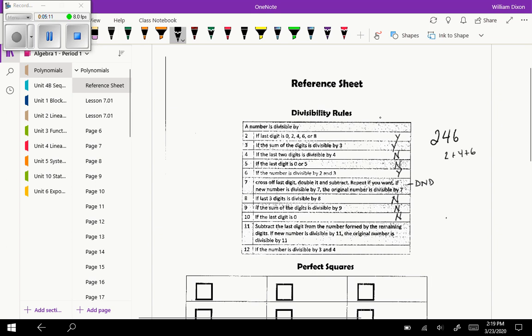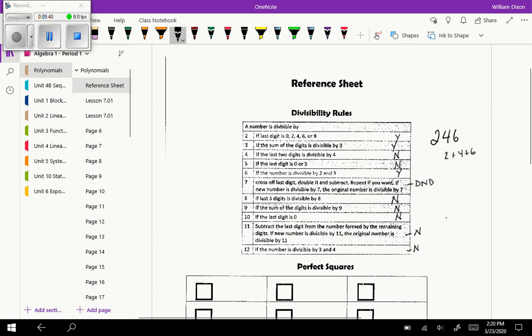All right, number 11, subtract the last digit from the number formed by the remaining digits. If the number is divisible by 11, use your calculator, but this is a no. In number 12, if the number is divisible by 3 and 4. Well, it's not divisible by 3 and 4. I like that one. You should, keep that in the back of your mind. So that's a no for our number 246. All right, so those are good to know, and you should remember those.